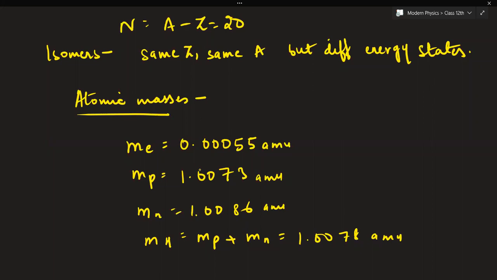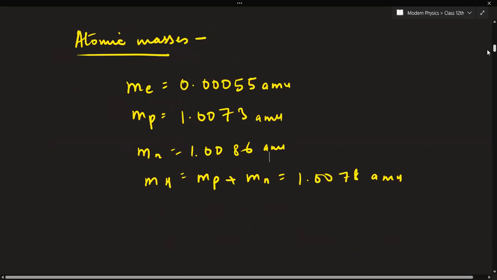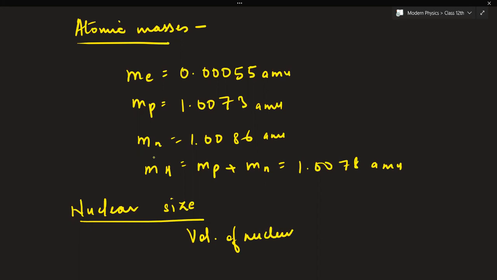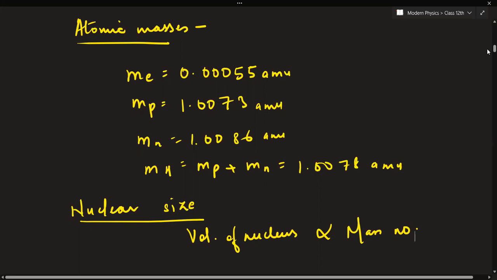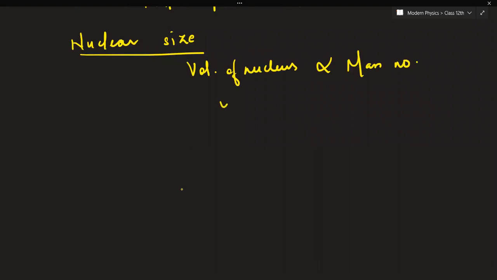These values you have to remember. Apart from this class, there's a very important topic known as nuclear size and nuclear density. These are very important topics, and I think a question can come from this topic. Some experiments show that the volume of a nucleus is directly proportional to its mass number. Questions based on this we'll do in the next class, but just see the theory part.